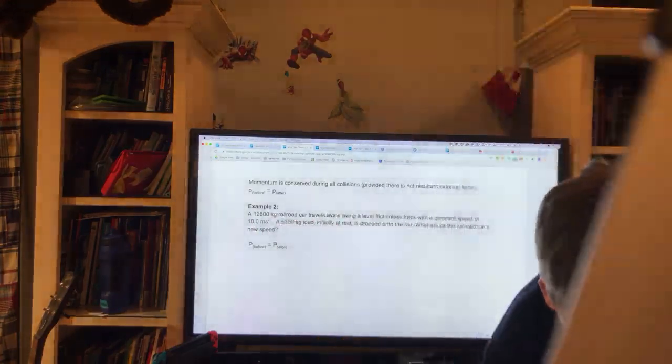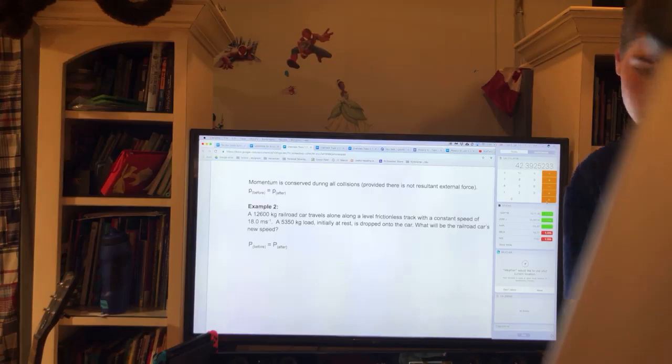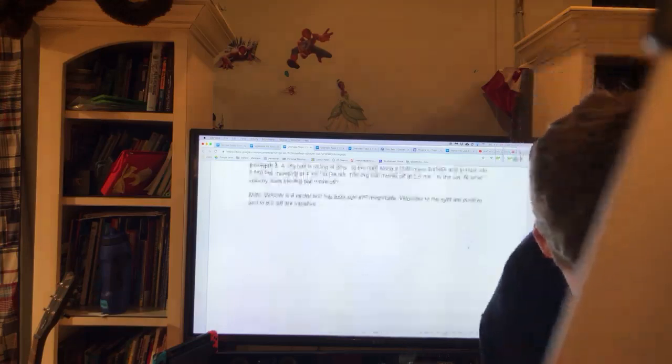So if we were to do the math right here, hopefully you can see it. I get 12,600, I multiply that by 18, and I get 226,800. I get that number, and then I divide it by 5,350, and that will give me my velocity in meters per second. That should be right. Yeah. So let's keep on doing more questions here.